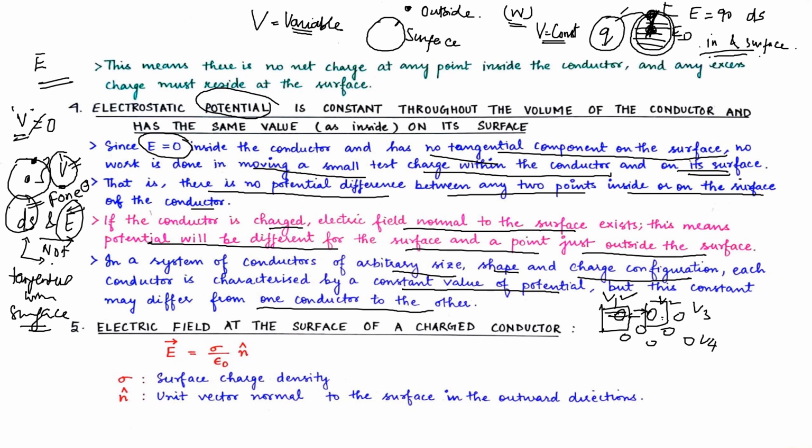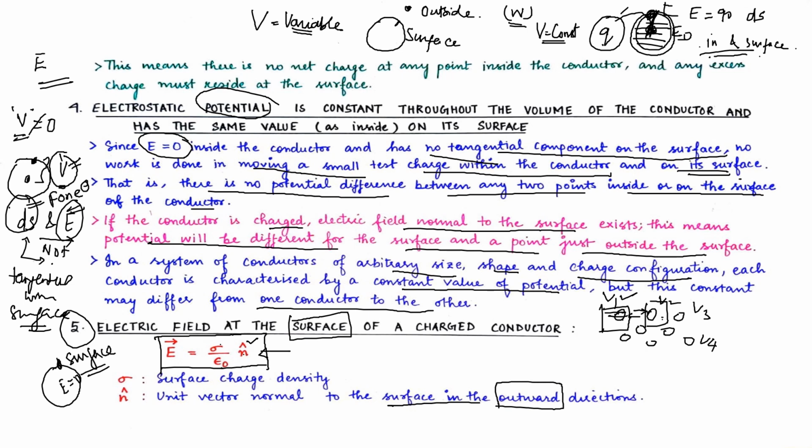Okay, so moving on to the next point, fifth: electric field at the surface of a charged conductor. On a charged conductor, we said E inside is 0, but we never said on the surface it is 0. On the surface it is not 0, and how it is defined we will see. This is a vectorial form. To define electric field on the surface, it is given by sigma by epsilon naught into n cap. N cap is the unit vector normal to the surface in the outward direction, and sigma is charge density.